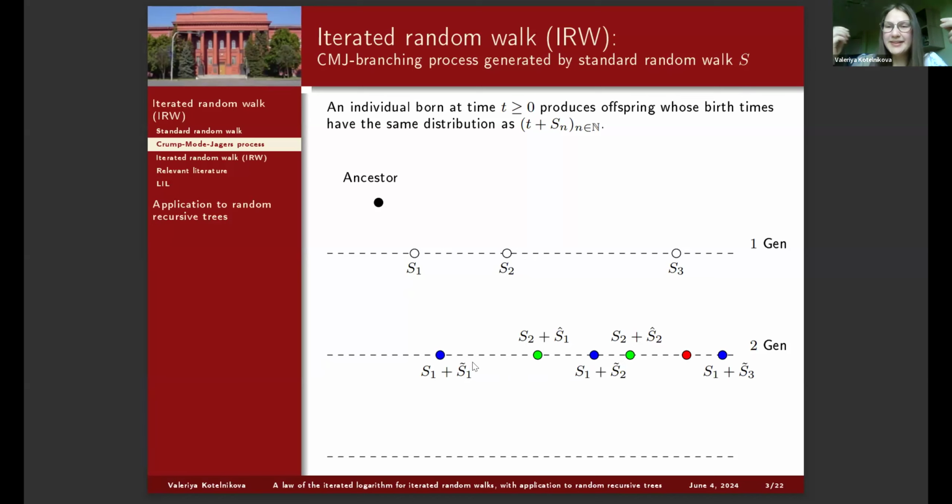By this independence, I forgot to say that all individuals act independently. That's why those S tilde, S hat, S should be independent of each other. And the kids of this individual are marked in green. Offspring of the individual born at time S_3 are marked in red, and so on. And we say that an individual resides in the kth generation if it has exactly k ancestors. So those blue individuals live in the second generation because they have 2 ancestors. One is the individual born at time S_1, and another is the ancestor of the whole population.